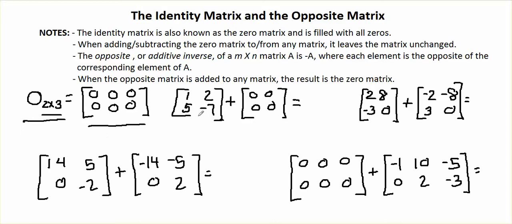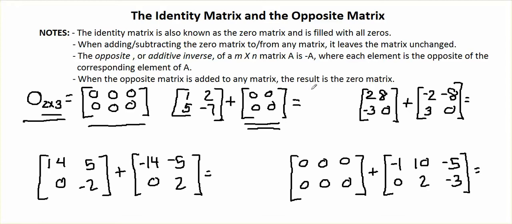So let's take our zero matrix. We have a 2 by 2 matrix right here, so let's create a zero matrix of the same size because we cannot add matrices of different sizes. So we'll create a 2 by 2 matrix filled with zeros. This is our zero matrix, or our identity matrix.